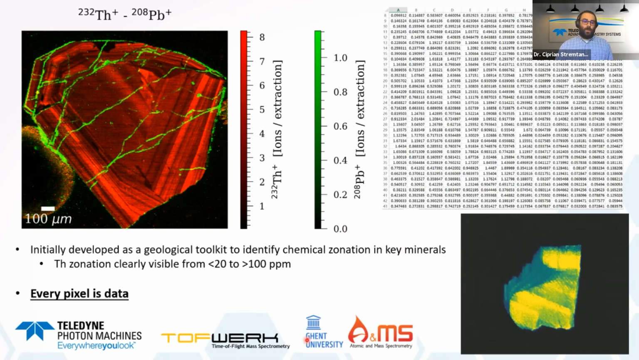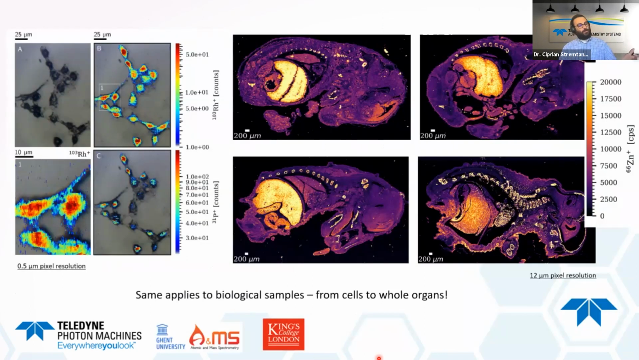Now, from the analysis of mineral samples, it didn't take long for labs to figure out that the same technique can be successfully applied to biological samples. More importantly, users have realized that with the same instruments, with the new technology available, they can adapt the acquisition parameters to the needs of the applications. So going from subcellular scale to fully grown organs can easily be achieved. And that's what we're showing on this slide.